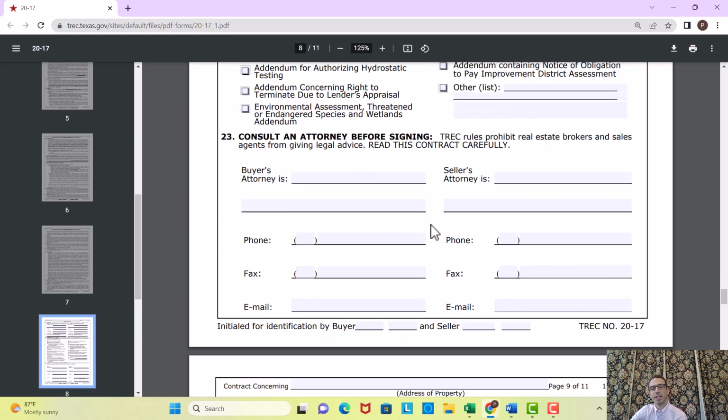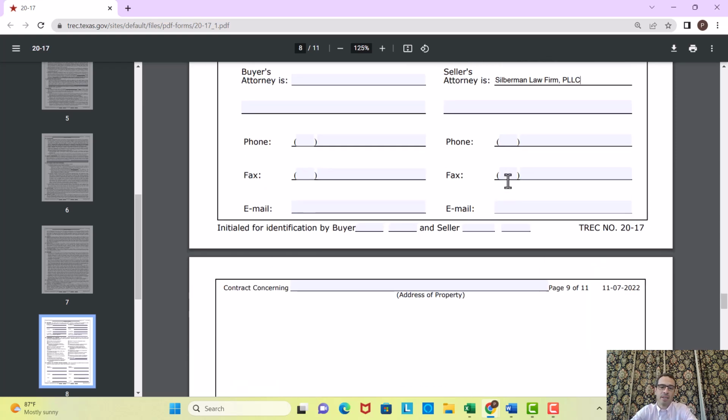Consult an attorney. If any of the parties have an attorney, they'll be listed here. So if we represent the seller or the buyer, you'll typically see the law firm. So in our case, maybe Silberman law firm goes there with the name of the specific attorney.